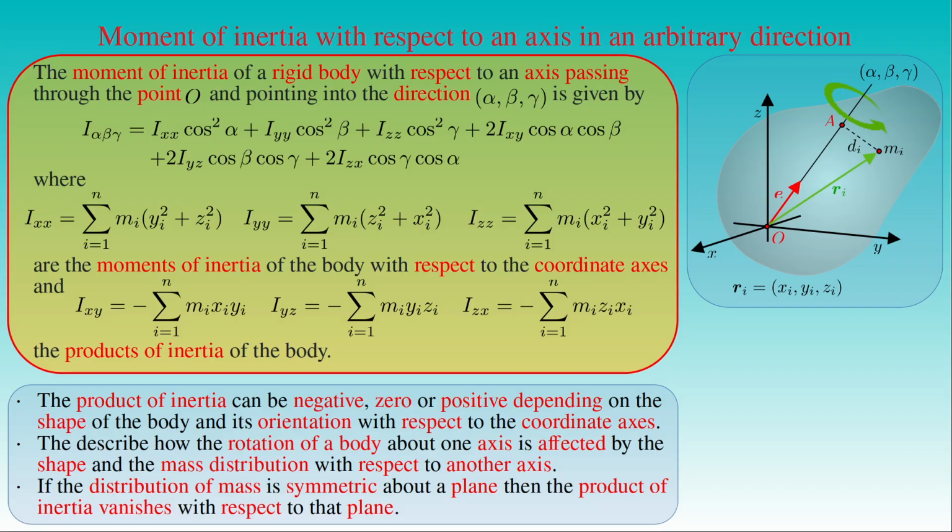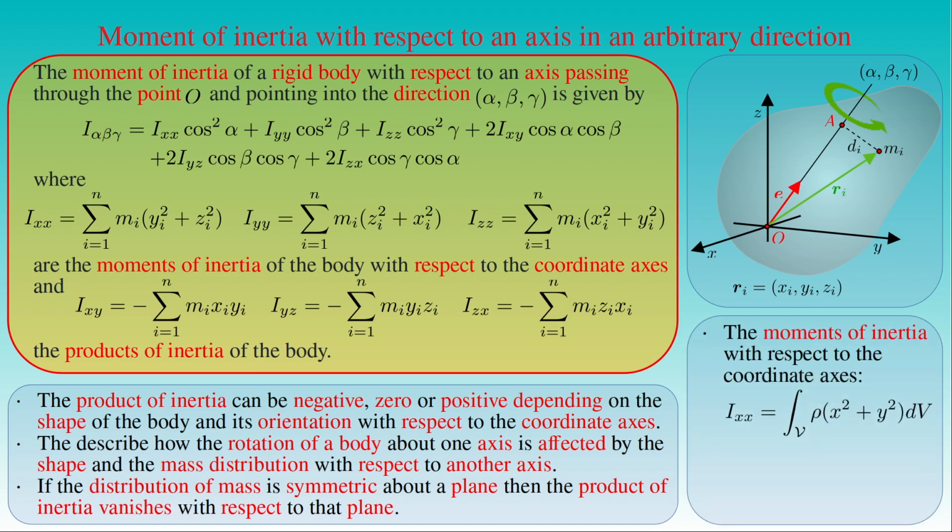In the general case, we define the moment of inertia of a rigid body by a volume integral, which also holds for the moments of inertia with respect to the coordinate axes. By assuming that the rigid body has a continuous distribution of mass, the moments of inertia of the body with respect to the coordinate axes attached to the point O become volume integrals. For example, the moment of inertia I sub xx of the body with respect to the x-axis is given by the volume integral of the density rho of the body times the sum of the square of the x-coordinate and the square of the y-coordinate with respect to the volume over the volume V of the body.